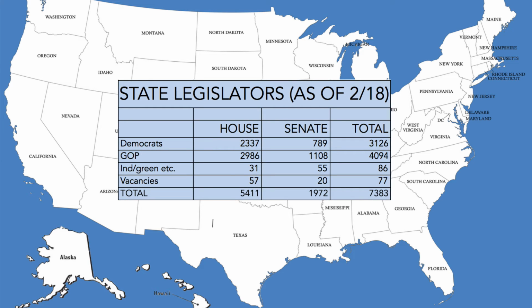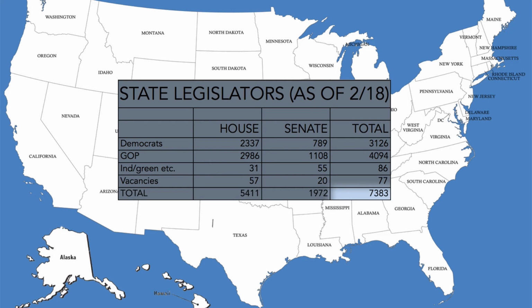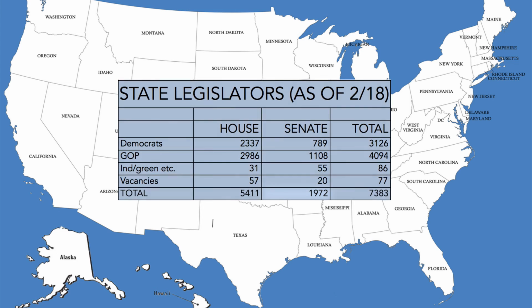Lastly, let's look for just a second at total numbers of state legislative seats across the country. I want to give you a sense of perspective because a lot of times you'll hear, oh my gosh, we lost 100 seats or we flipped 100 seats, and it helps to have a context for that. Across the country, there are a total of 7,383 legislative seats. There are 5,411 House of Representatives seats, and there are 1,972 state Senate seats. We are at 2,337 Democratic representatives and 2,986 Republican, with 789 Democrat senators and 1,108 Republicans.